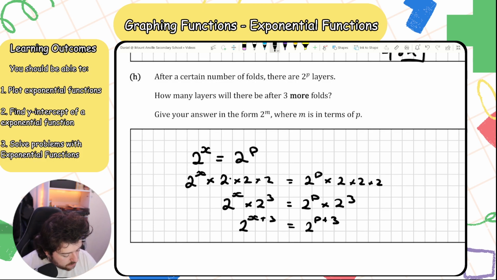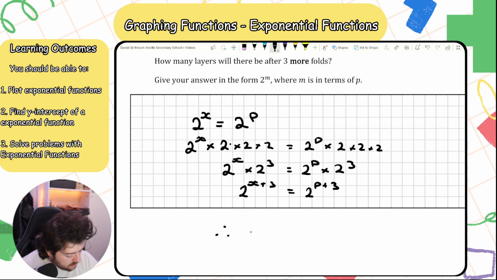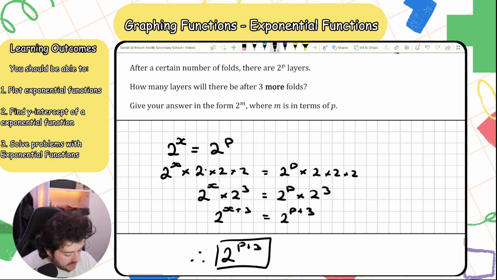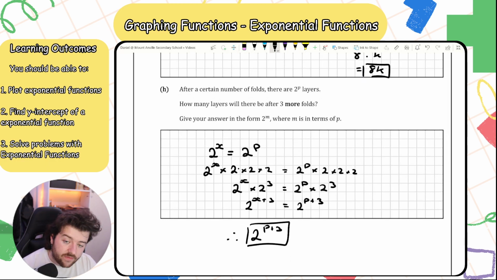Give your answer in the form 2 to the power of m, where m is in terms of p. Well, that answer is going to be 2 to the power of p plus 3. That's it. That's how many layers we have. How fun is that?